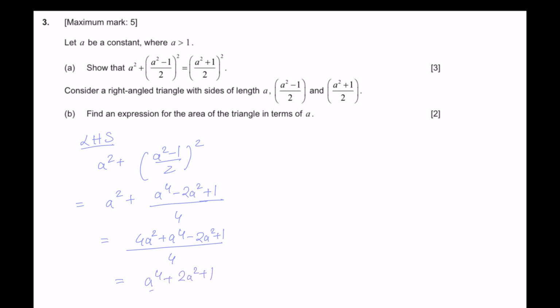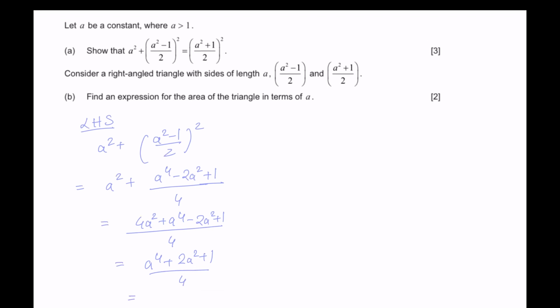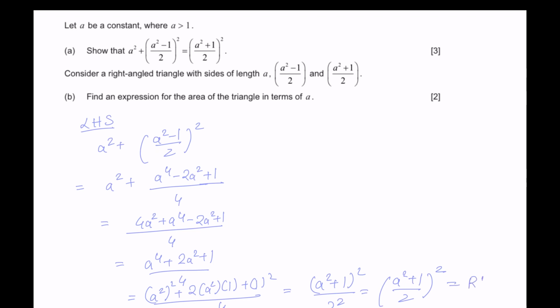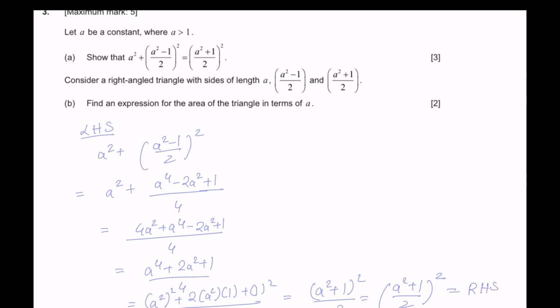Here I can actually convert the numerator to a whole square, that is a square divided by 2 times a square times 1 plus 1 by 4, or plus 1 square by 4. This makes the numerator a square plus 1 whole square by 2 square, which is a square plus 1 by 2 whole square. So this is equal to the right hand side, and hence we can say that part A is verified.